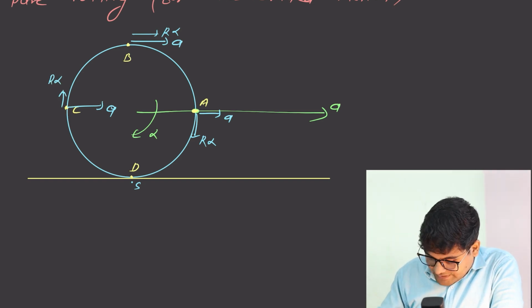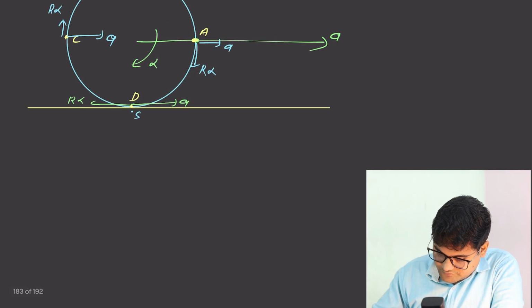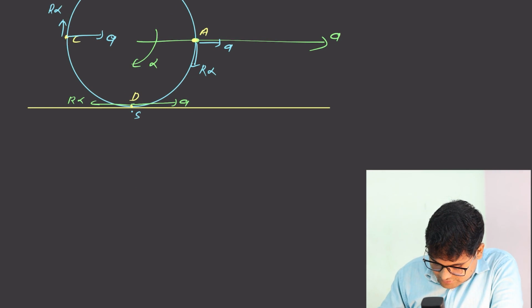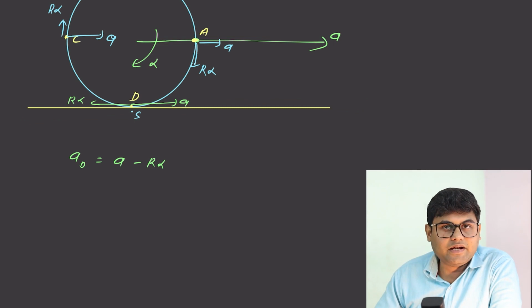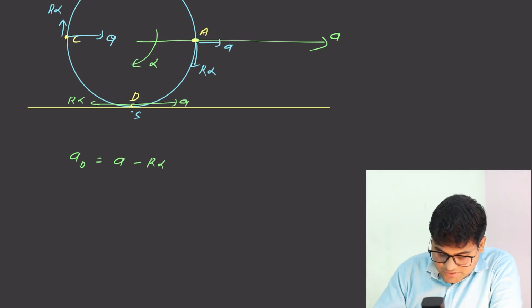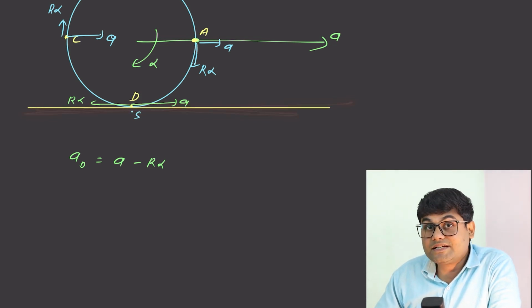For point D the acceleration will be A in this direction and r alpha in this direction. Okay, so the net acceleration of point D will be what? It will be equal to A minus r alpha. Okay, and let's say this surface is stationary, we are taking, so its acceleration is 0. This is stationary, then anyway its acceleration will be 0. So we are assuming that this surface is not accelerating, so its acceleration is 0.